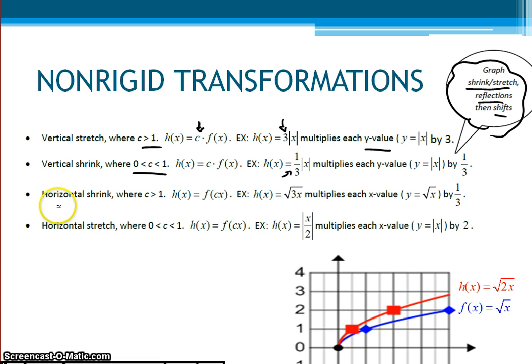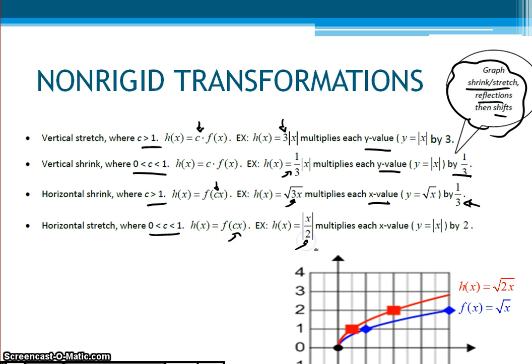Okay, for a horizontal shrink and stretch, that's when you kind of pull it sideways. You're doing some sort of horizontal pull. And horizontal things like the shifts are opposite. So if you have a big number and horizontal is inside the function, then you multiply the x value by the reciprocal versus the y value. And here you have a fraction between 0 and 1 inside the function.